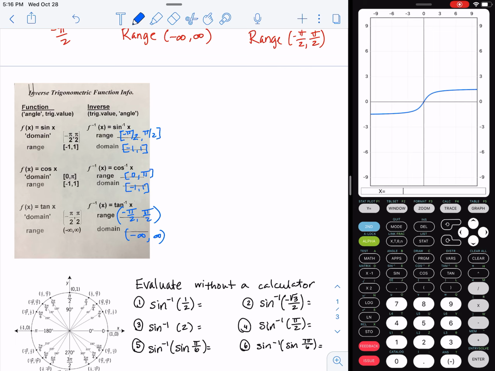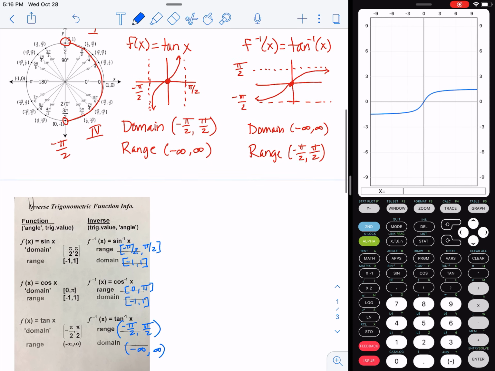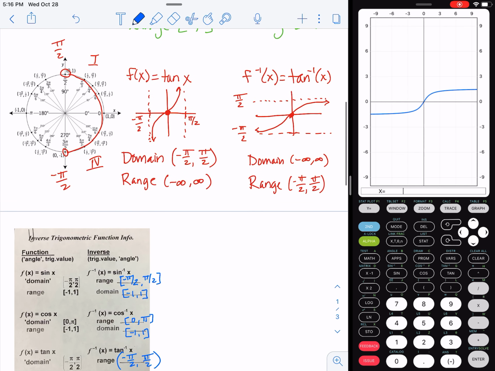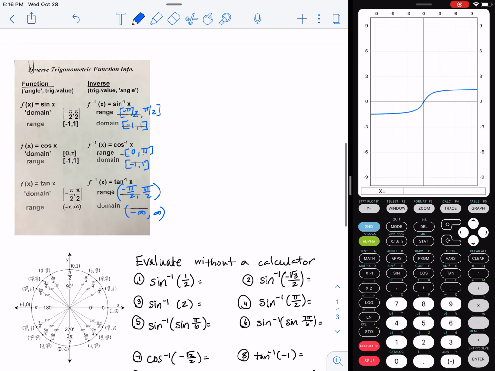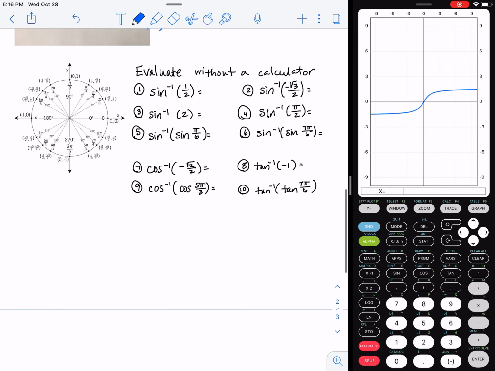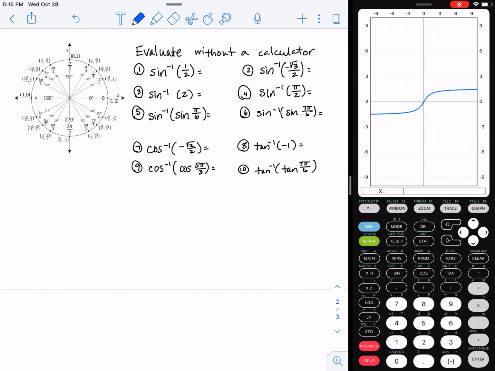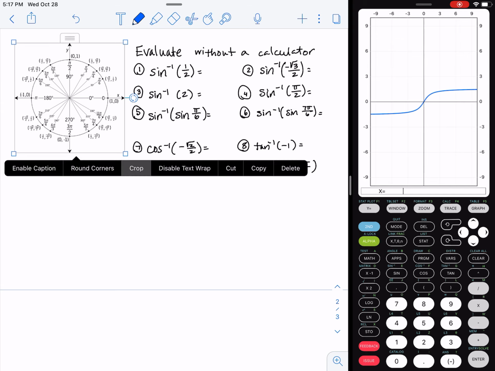Okay. Now, I think I made a mistake in my previous statements about the tangent not being restricted. We do have to restrict that from negative pi over 2 to pi over 2 in order for the arc tangent to also be a function. Okay, so sorry about that. I'd like to just work some problems here. And for this, I've got the unit circle here. See if I can make that unit circle any bigger.